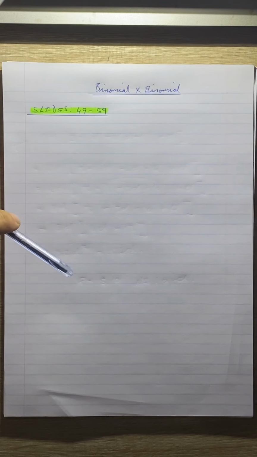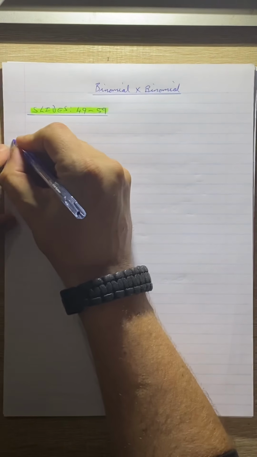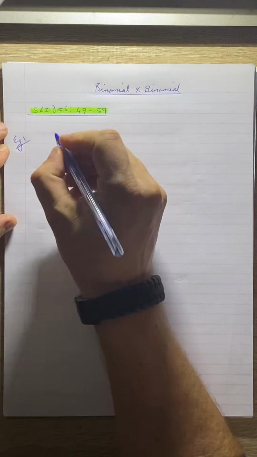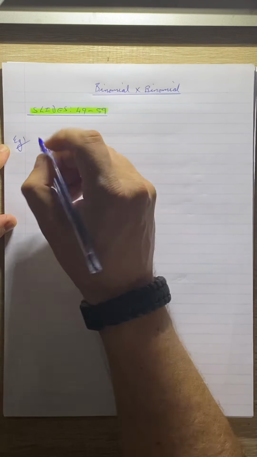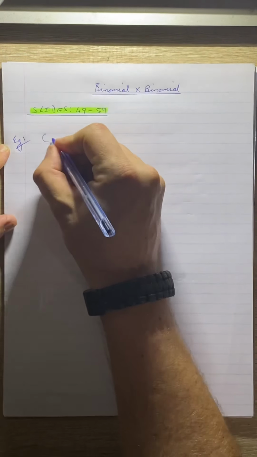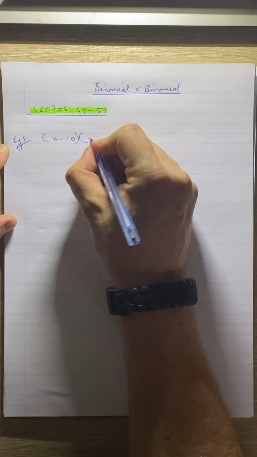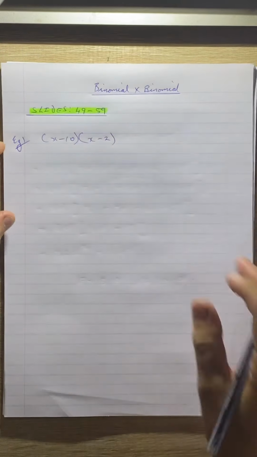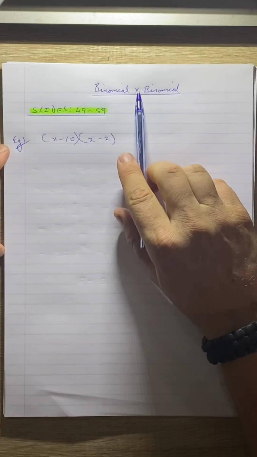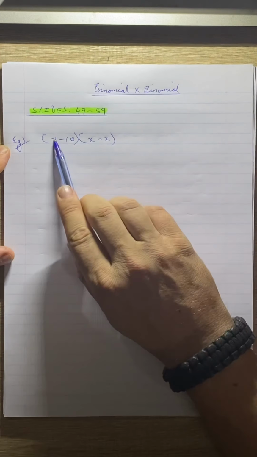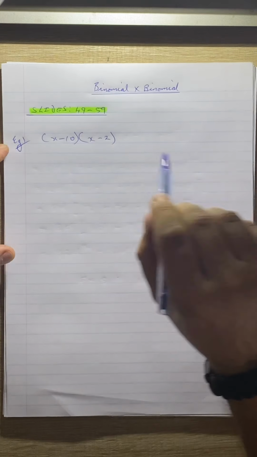So I think the best way for me to do this is just to go through an example, and it'll explain everything that was said in those first few slides. Our first example, and the question is simplify. So we need to simplify this. As you can see, it is a binomial multiplied by a binomial. You've got two terms multiplied by two terms.